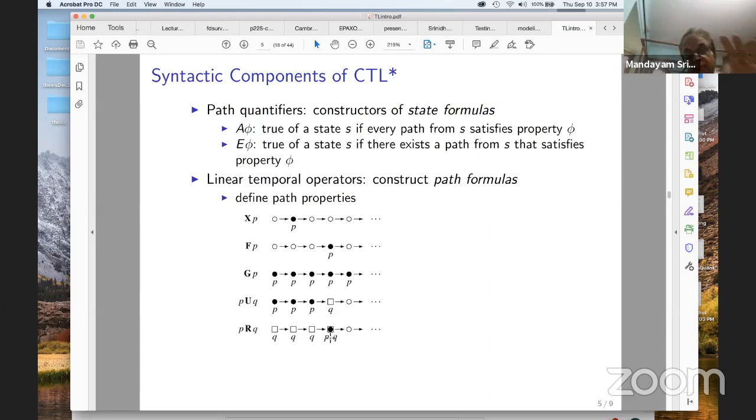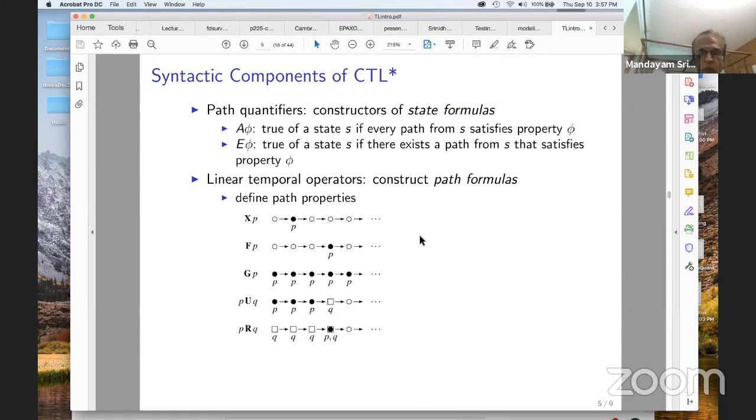As I've said, the P here can itself be a path formula. Therefore, when I say that it has to be true at a certain point, what it means is that P has to be true of the trace starting from that point onwards, the suffix trace starting from that point onwards. That's how you should be understanding these things. So that's how these path formulas are constructed.